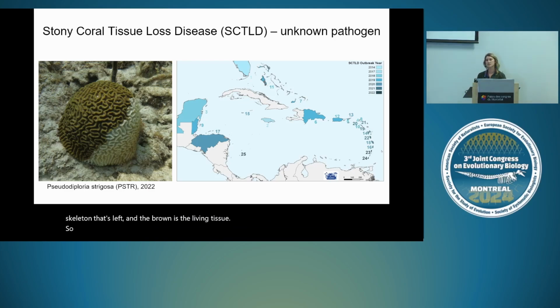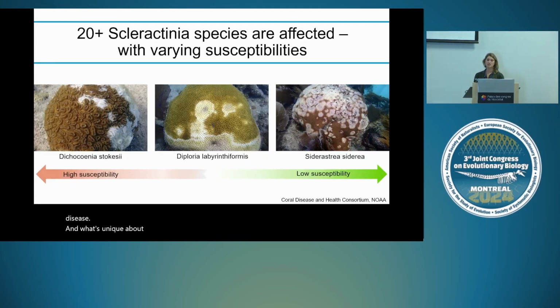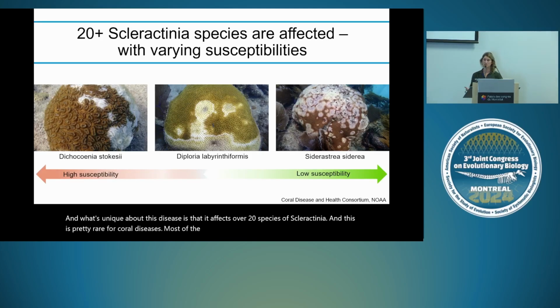So we know that this disease is infectious, but we do not know what the pathogen is. There's still some mixed evidence for both viral or bacterial, or it could even be a multi-pathogen disease. And what's unique about this disease is that it affects over 20 species of Scleractinia, and this is pretty rare for coral diseases. Most of the time, they're only affecting a few species. And the ones that are affected, they show approximately the same disease signs, as you can see from some of these pictures here, but they do exhibit differences in susceptibility. So some have much higher infection and mortality rates than others.